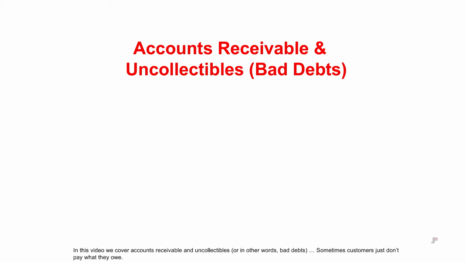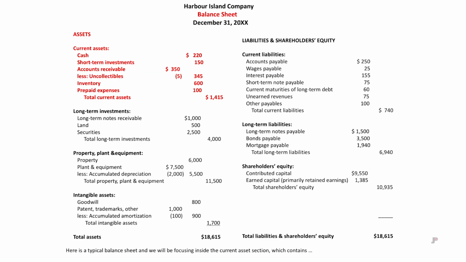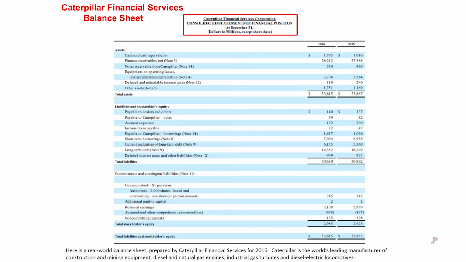In this video, we cover accounts receivable and uncollectibles, or in other words, bad debts. Sometimes customers just don't pay what they owe. Here's a typical balance sheet, and we will be focusing inside the current assets section, which contains accounts receivable, reduced by an estimate for uncollectibles, or bad debts.